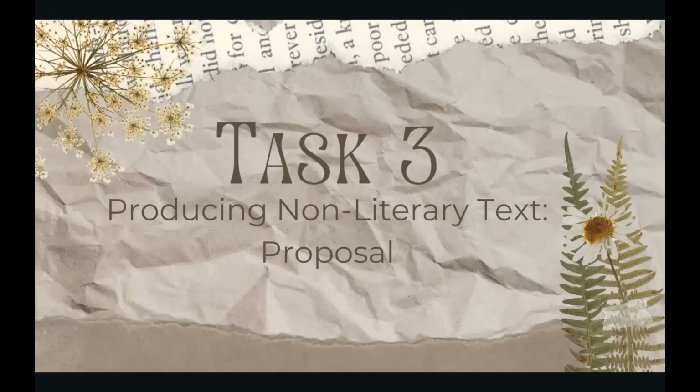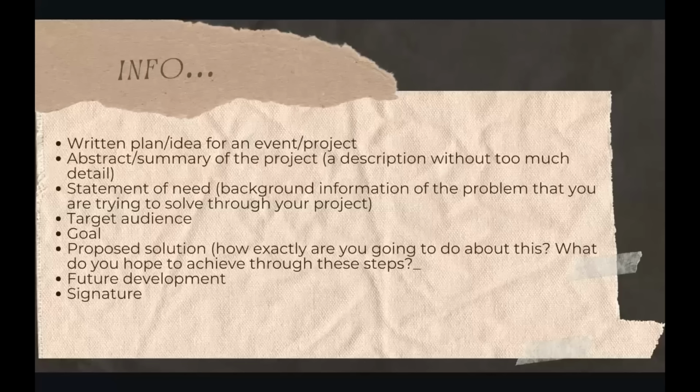Another text type that you should take note of is a proposal. From what I know, before I took my e-assessment, this text type had come twice for task 3. It didn't come when I did it, but it came twice before me. So it's a text type that you can take notice of. Generally, it's a written plan or idea for an event or project.